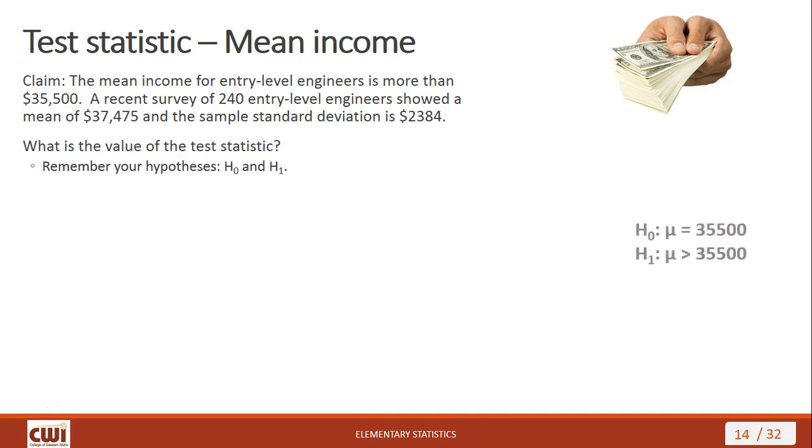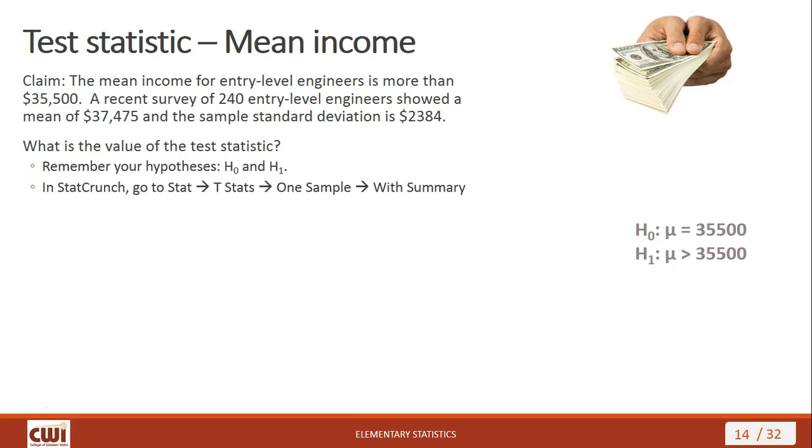Okay, well, I hope that you put this down. This is the null hypothesis and the alternative hypothesis for this particular example. The claim is that the mean is more than 35,500. So that's going to be our alternative hypothesis. The null hypothesis, by definition, always takes an equal sign. So we're going to write mu equals 35,500 for our null hypothesis, and mu is greater than 35,500 for our alternative hypothesis. Now that we have the null and alternative hypothesis, we're ready to calculate our test statistic.